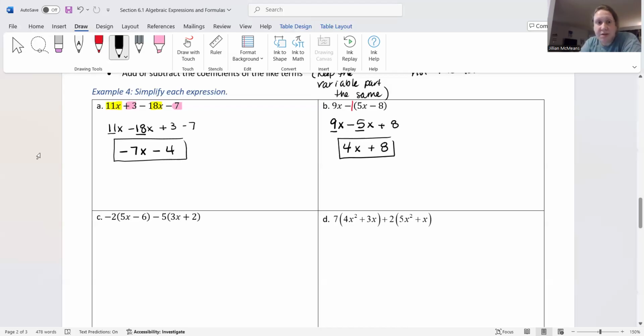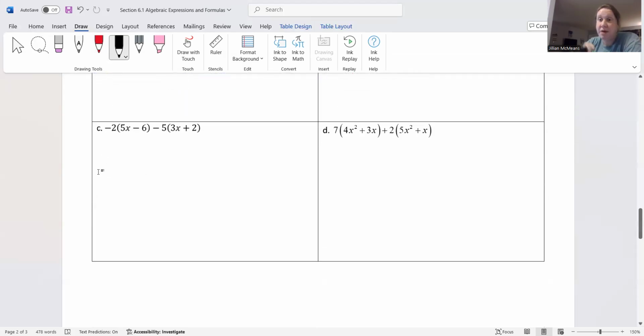Let's look at part C. So part C, we're going to have to distribute twice, all right? And then we can do our combining like terms. And hopefully you can see why distributing is really important. Right now inside these parentheses, we have 5x minus 6. You can't do anything with it, so we need to free the 5x and the minus 6 from the parentheses because maybe it could combine with something else later on in the expression, which is exactly what's going to happen here. So let's go ahead and distribute first.